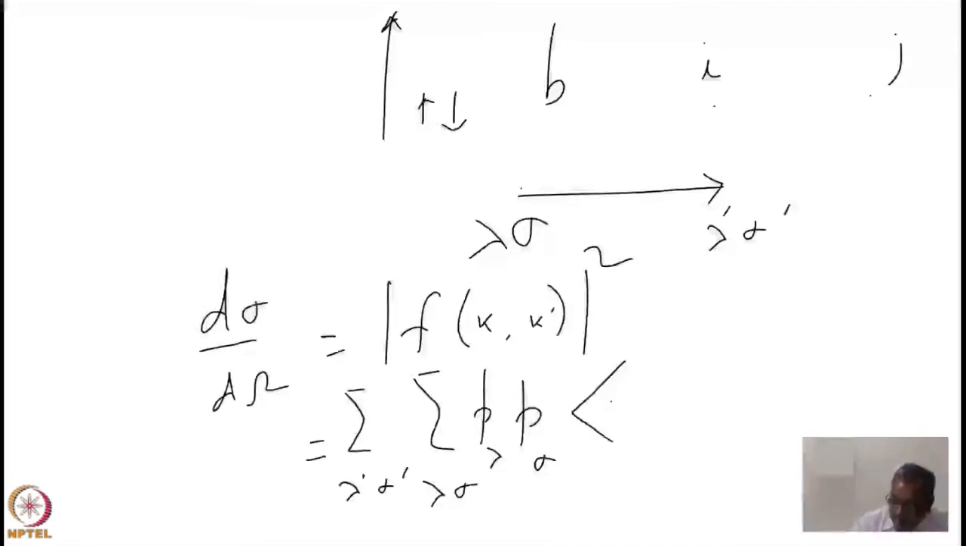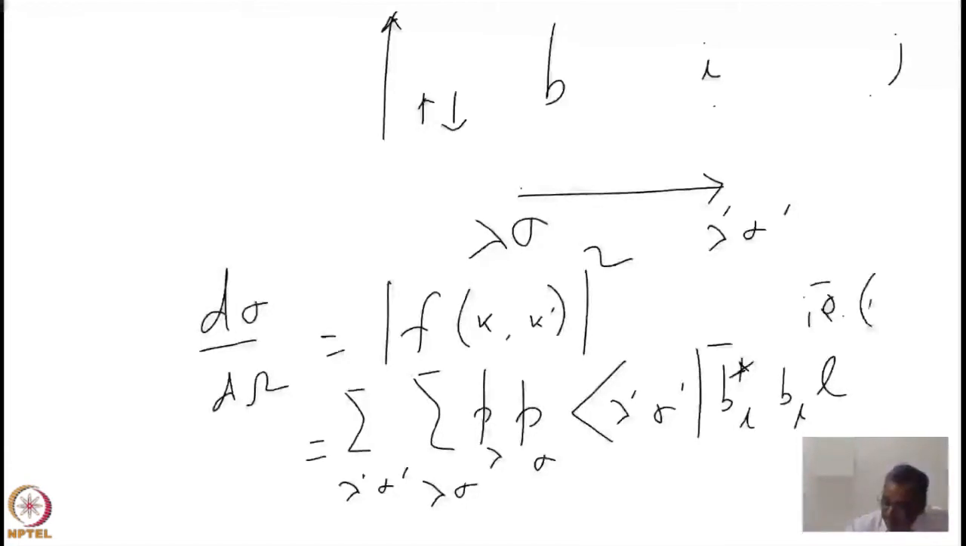Then you have the complex conjugate of this, and I have to square this whole thing. This is my scattering amplitude per unit solid angle, I'm sorry, unit solid angle.